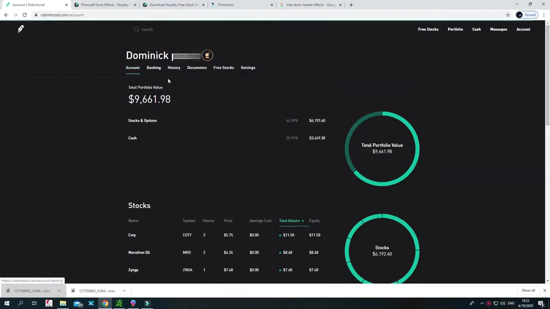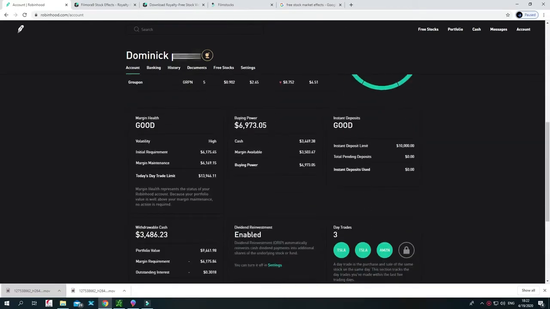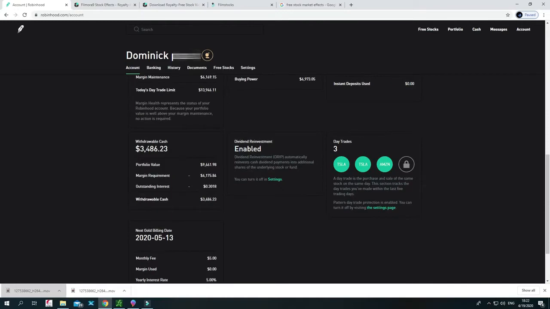You've got account. It shows you your account overview with stocks and options, cash available, stocks. Margin health is good because I'm running margin. Buying power, instant deposits 10,000, withdrawable cash, enable dividend investments. Day trades: this is something you have to be careful with because you don't want to be marked as a pattern day trader, or PDT rule.